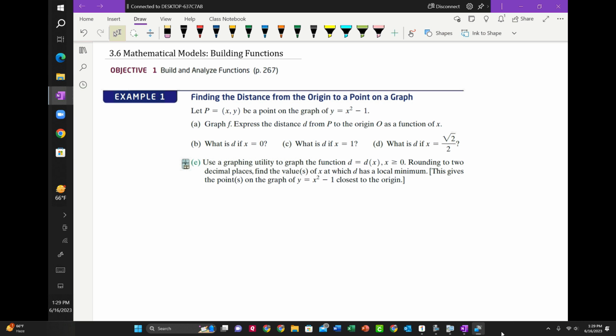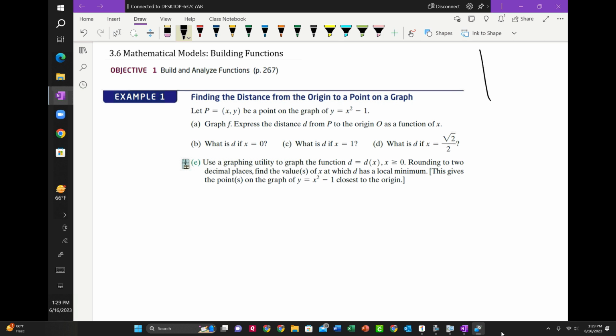And welcome back, everybody. We are in Chapter 3, Section 6, Mathematical Models, Building Functions. In today's lesson, primarily what we are working on are word problems. So let's take a look at what we have. In our first example, find the distance from the origin to a point on the graph.